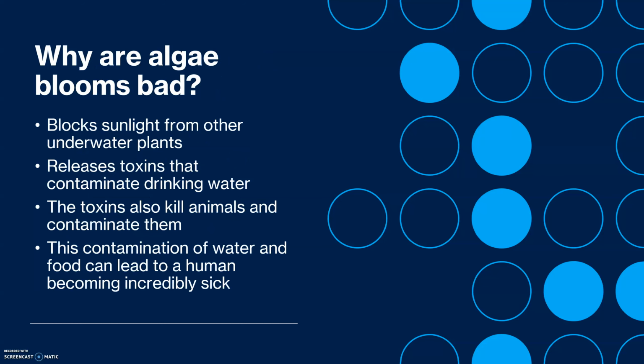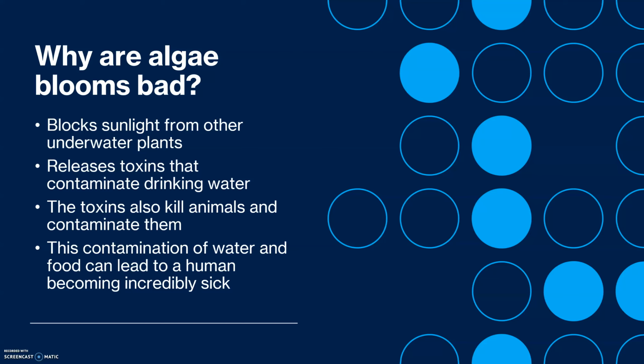So why are algae blooms bad? Well, algae blooms block sunlight from underwater plants, so the algae rises to the top and no plants underneath are able to get any sunlight, which causes incredible environmental damage. And then it also releases dangerous toxins that contaminate the drinking water.